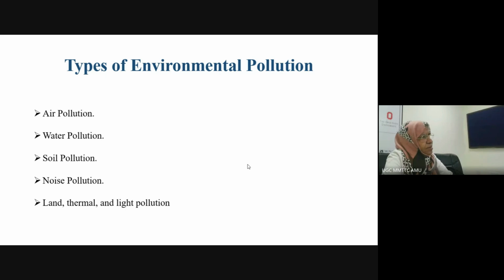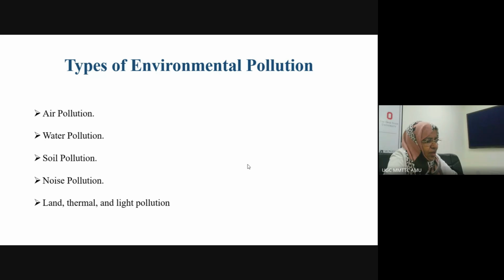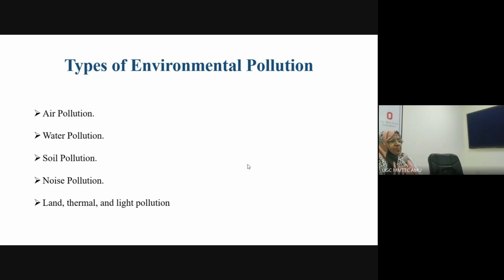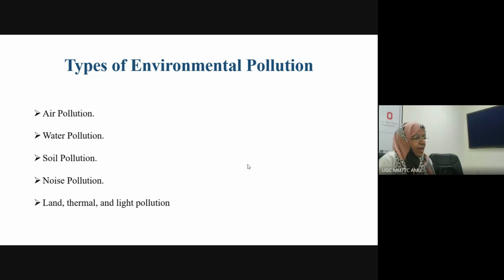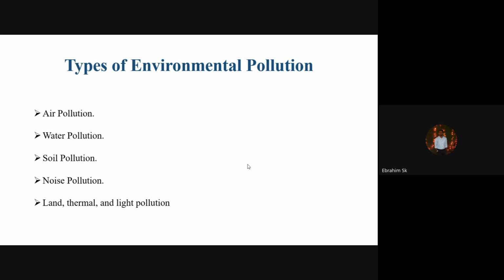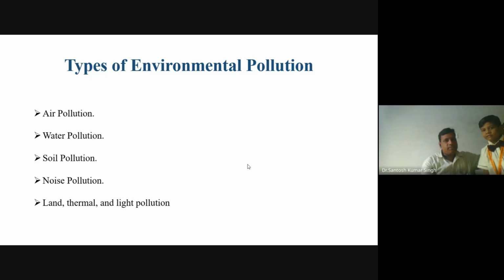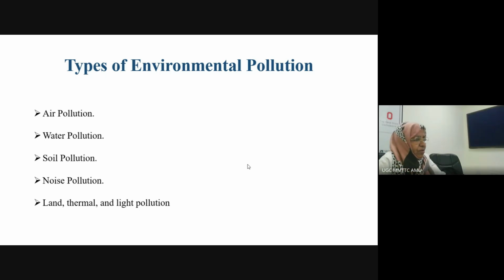What about cancers? Yes or no? Yes, ma'am. What about reproductive diseases? Yes, ma'am. What about diabetes? Yes, anything can happen, diabetes too. What about skin cancers? Yes, ma'am, definitely. And what about immunological disorders and neurological disorders? Yes, ma'am. So these are the various effects of environmental pollution in general.